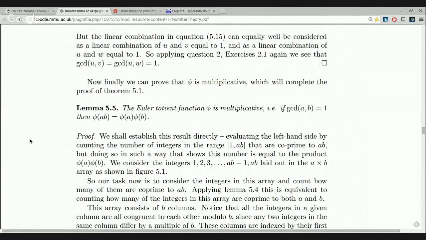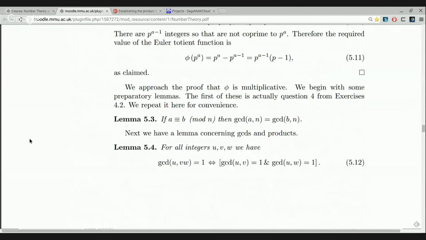But before we get into the details of that, we want to establish a couple of results that will be useful for proving that phi is multiplicative. They're a couple of results about linking together greatest common divisor and congruence classes, and then just a little detail about how greatest common divisors work. So this first result, lemma 5.3, is actually a previous exercise we've already proved.